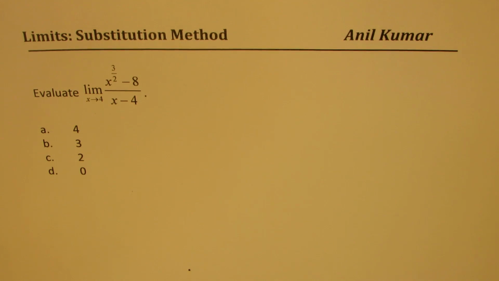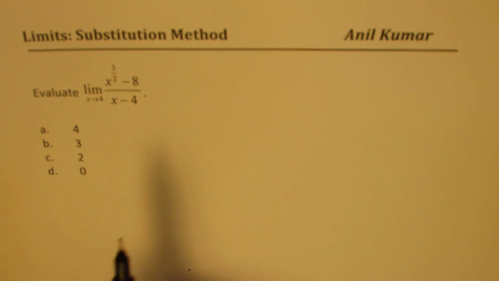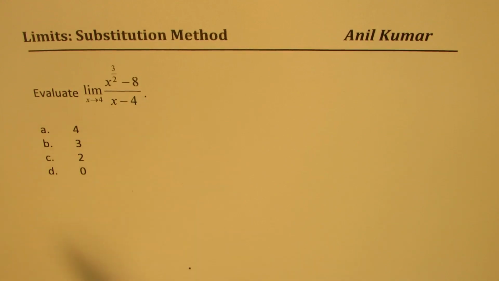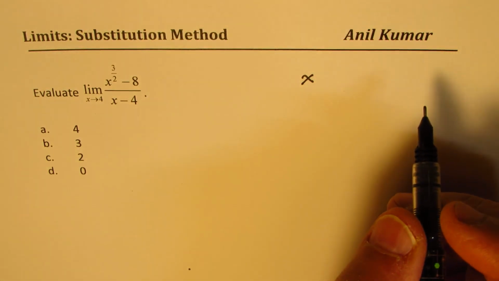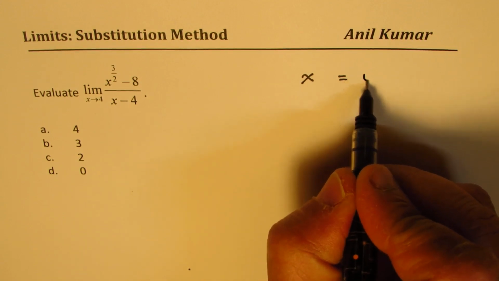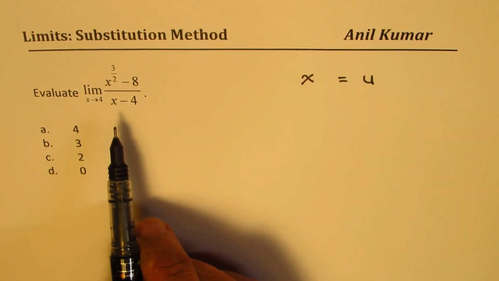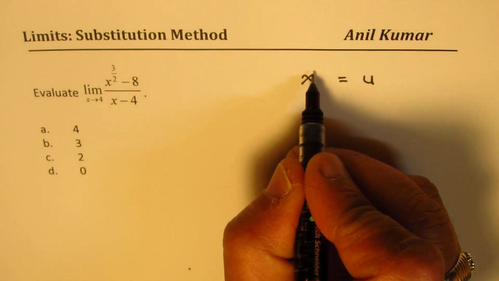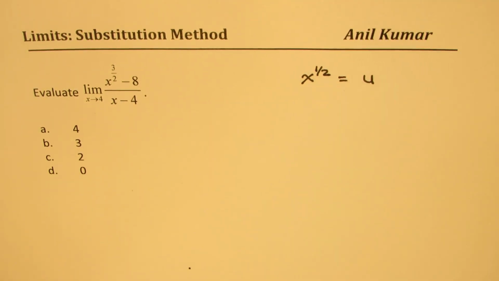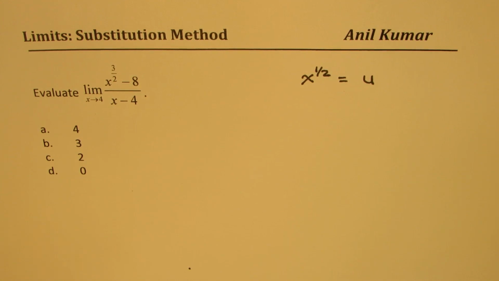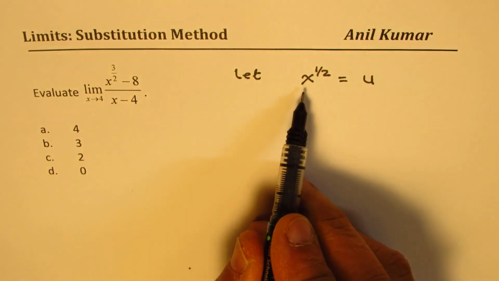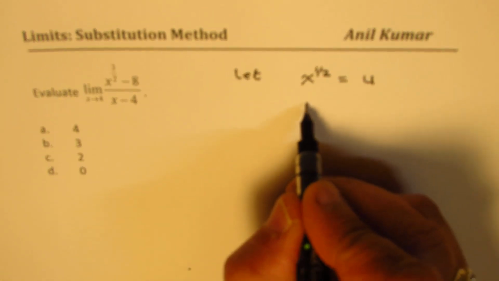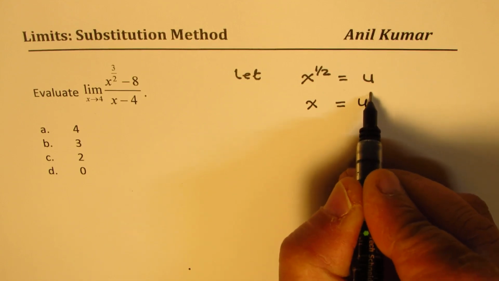Now, what kind of substitution can we do? I've seen students getting really confused about it in this scenario. Well, the trick here is that we need to substitute x in terms of u. If I substitute square root x, or x to the power of half, as u, then the solution of this question is much simpler. So in our case, we will say let x to the power of half be equal to u. In that case, x will be equal to u square, right?